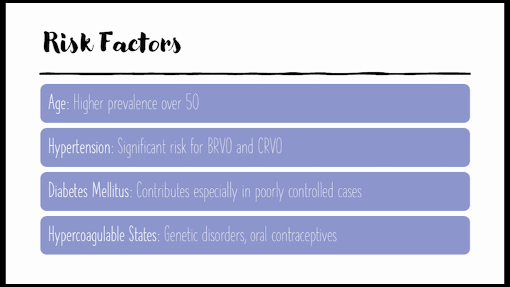Age is a big one. After 50, the risk shoots up. Then you've got your usual suspects: hypertension, diabetes, glaucoma. It's all about understanding how these systemic things mess with the blood vessels in the eye. So it's not just about memorizing a list, right? It's connecting the dots, those risk factors, and the why behind it all.